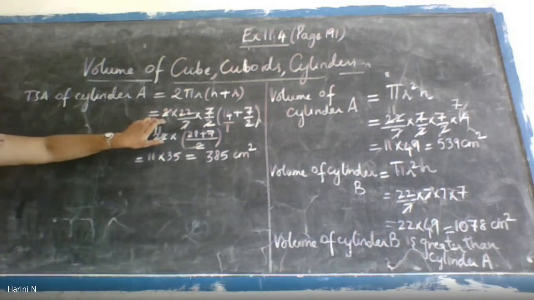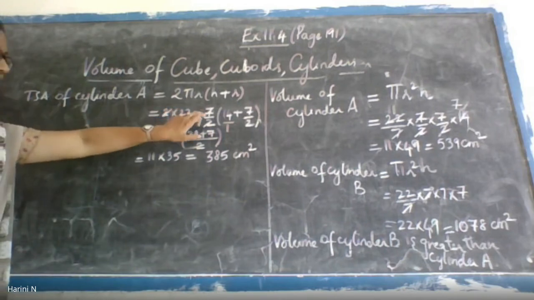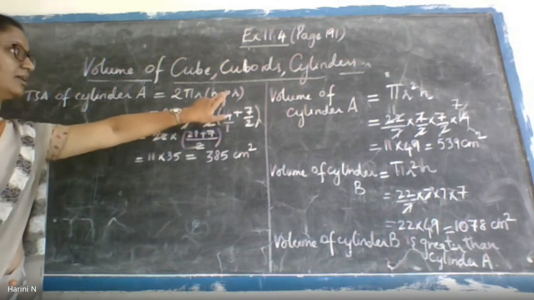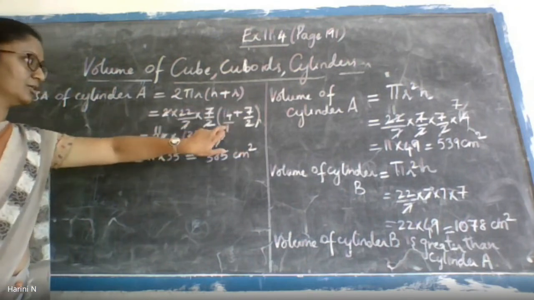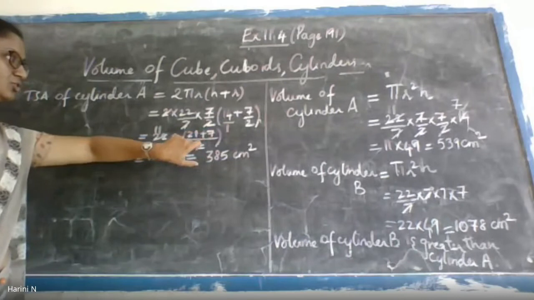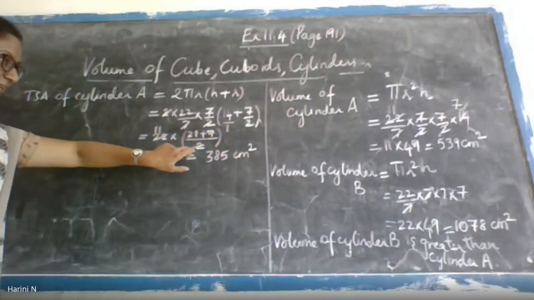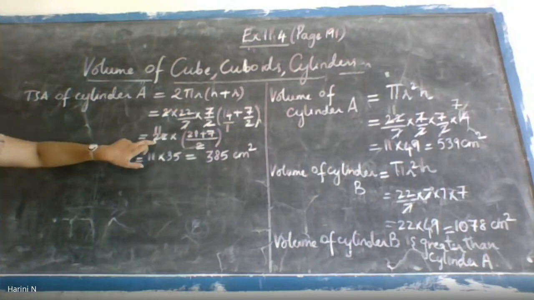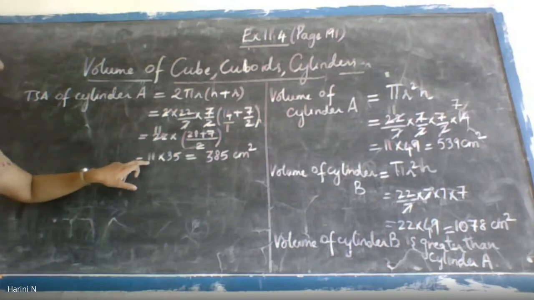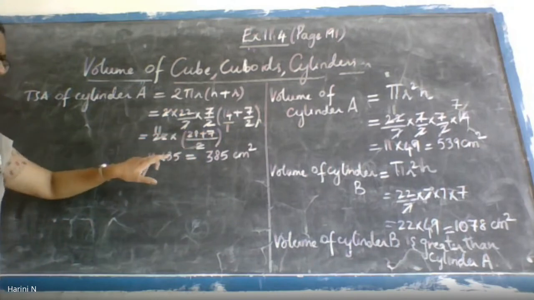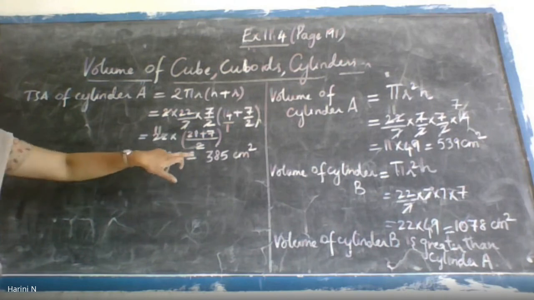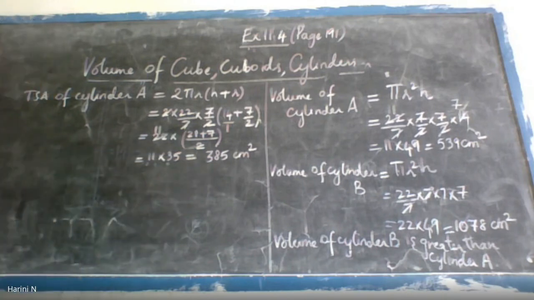Correct? 2 pi, R is 7 by 2, height is 14, R is again 7 by 2. Two fractions, common denominator is 2. So cross multiply 14 into 2, 28 plus 7 whole divided by 2. This 2 will get cancelled with 22 as 11. So 11 into 28 plus 7 is 35. 11 into 35 has become 385.